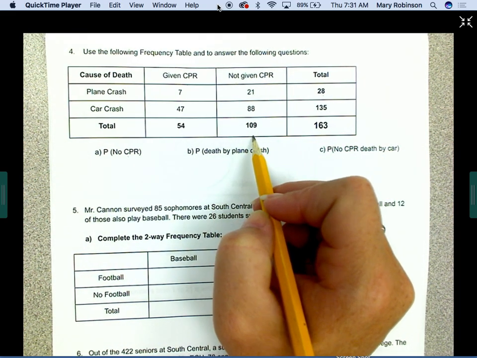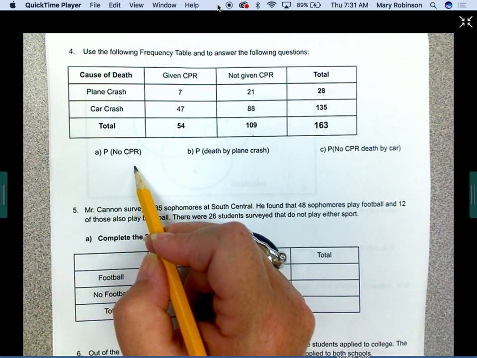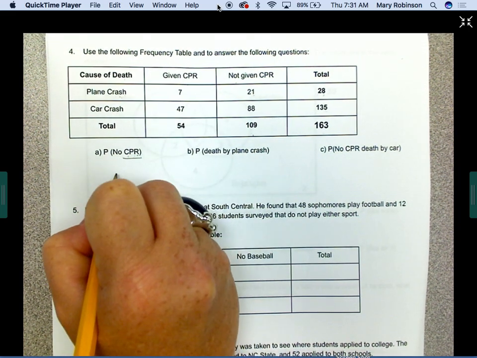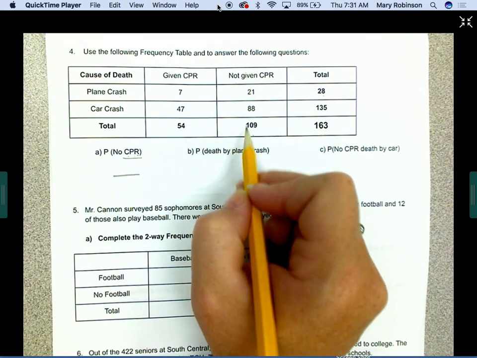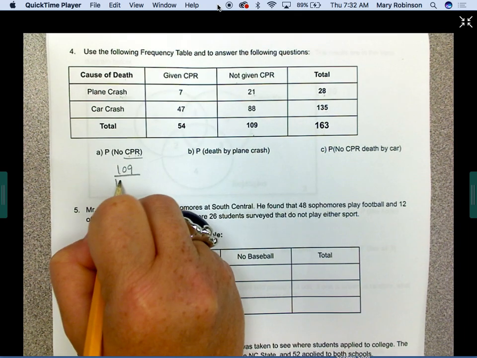So that means we want to use our not CPR total. It doesn't mention anything at all about plane crash or car crash. So that means we need to use the total here to go on our numerator. So not given CPR is 109 out of the total of 163.